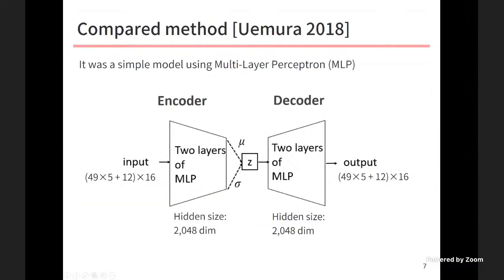We compared with our old model. It was a simple VAE. It has 2 layers of MLP in the encoder and decoder. The hidden layer dimension corresponds to the 128 dimensional model of 16 sequences of LSTM cells.